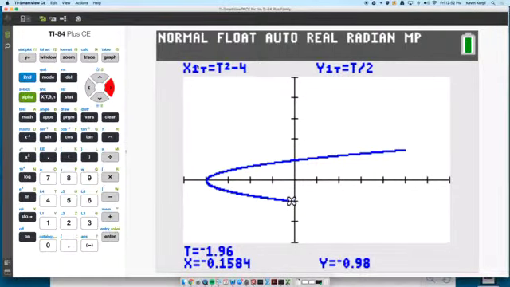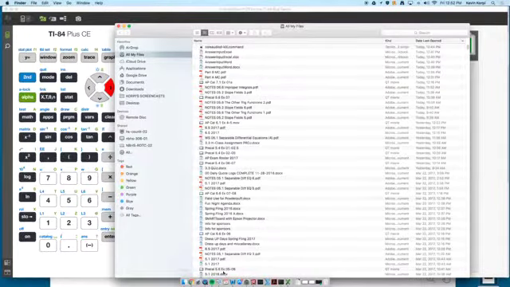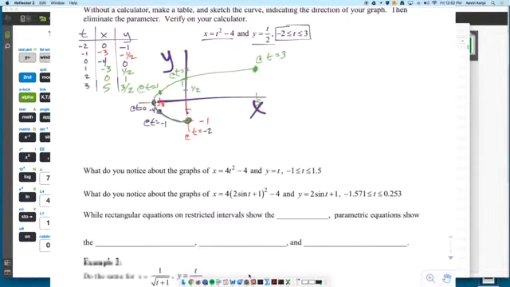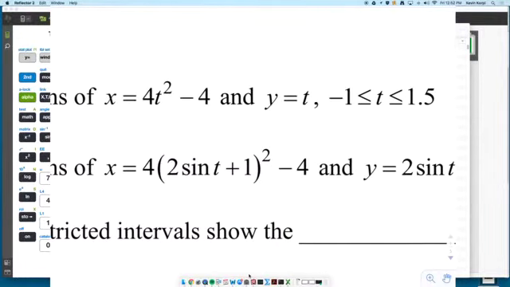Now, here's another caveat to parametric. We can actually come up with other equations that maybe follow the same path, but that trace out with a different speed, or maybe even a different direction. Maybe there's one that we could trace it out from top to bottom. So let's go now to the bottom down here. What do you notice about the graphs of this one?